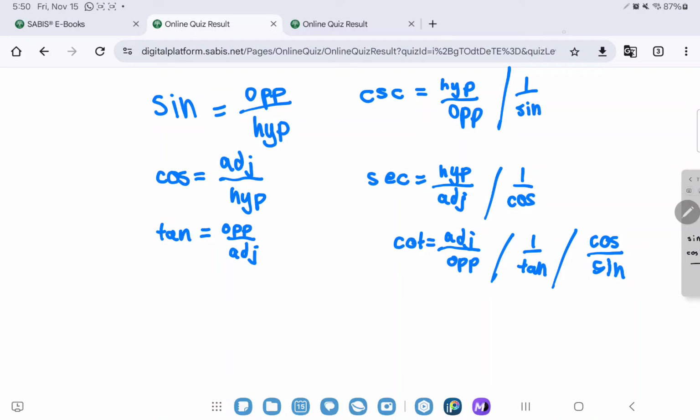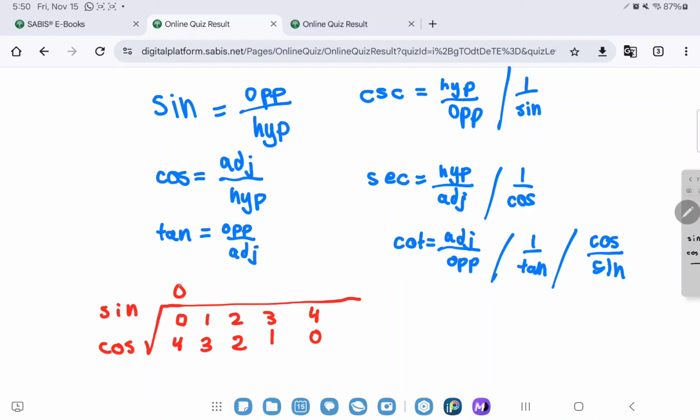And again, I'm gonna draw the thing I drew for you at the start. 0, 1, 2, 3, 4, twice. Sine, cosine. 0 degrees, 30 degrees, 45 degrees, 60 degrees, 90 degrees, and all over 2.